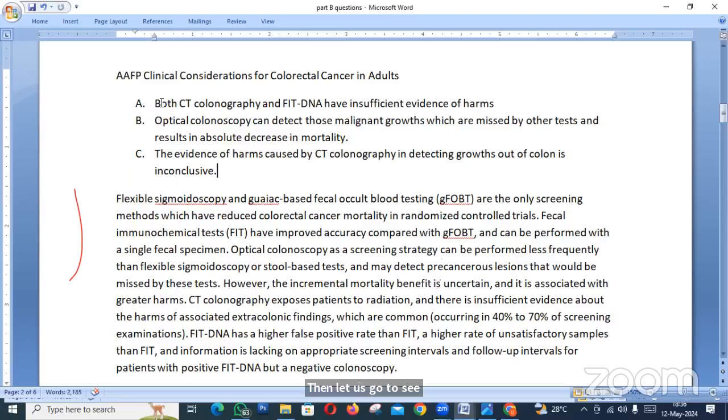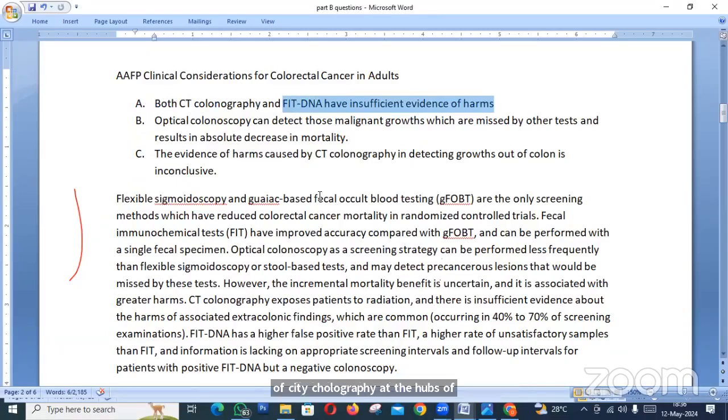Okay, let us go to A. Both CT. Okay, let us go to B. Both CT colonography and FIT DNA have insufficient evidence of harms. No, here this is not like reading part A where you will find the answer in one place. So you have to find where they give the answer to the harms of CT colonography and the harms of FIT DNA.